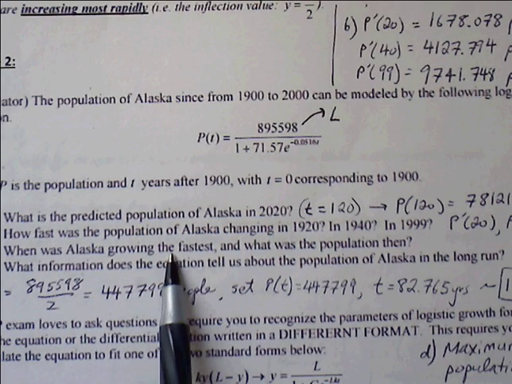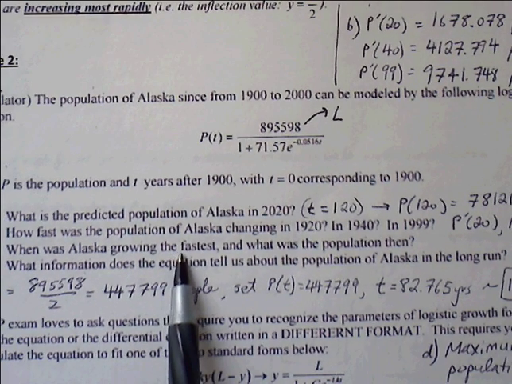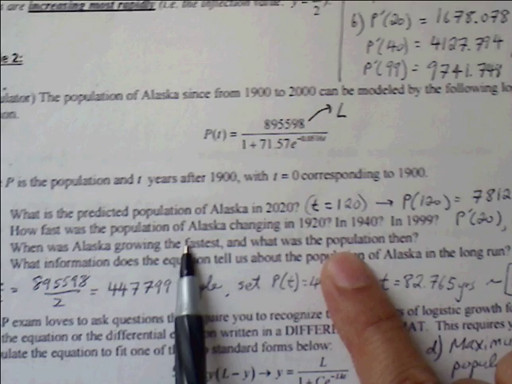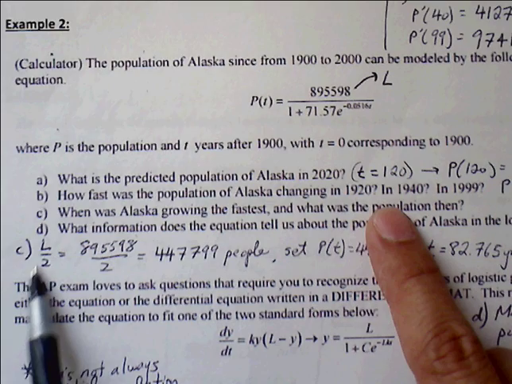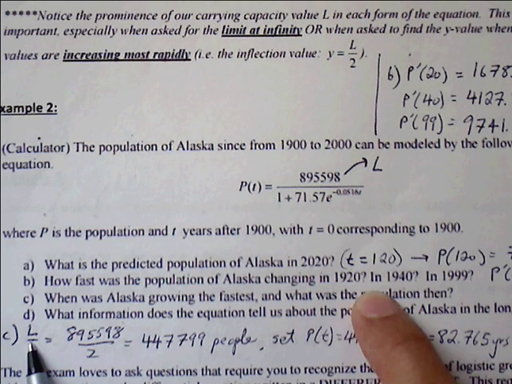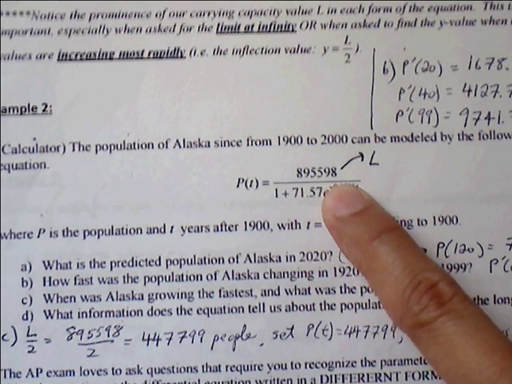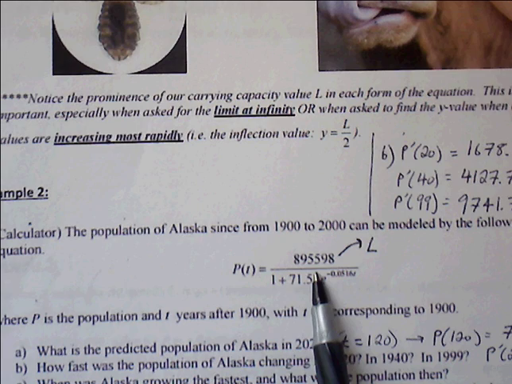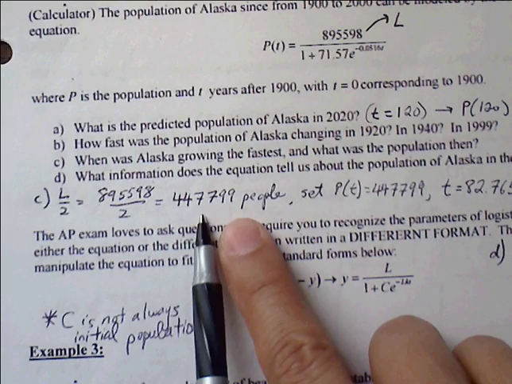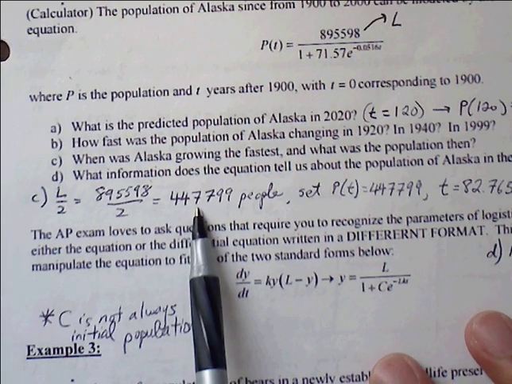All right, part C. When was Alaska growing the fastest, and what was the population then? So growing the fastest, we know that's going to be at its inflection point. It's going to be L over 2. L is going to be the limit, and that's the L that we see. That's going to be the maximum or the limit of the population, 895,000. So it's going to be L over 2. L over 2 is going to be at 447,000 people.